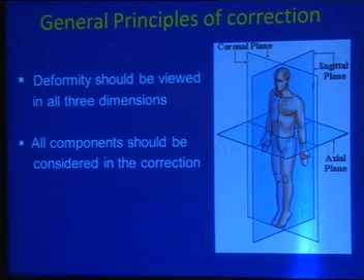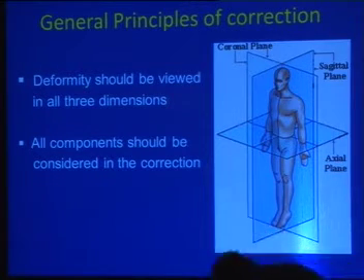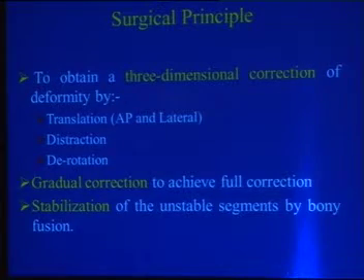The general principles of treatment of correction are the same as Ilizarov. Deformity should be viewed in all 3 dimensions. All components should be considered in the correction. And to obtain a 3-dimensional correction of the deformity by translation in AP and lateral view, distraction, derotation, then gradually correct the deformity to achieve the full correction, and then stabilize the unstable segments by bony fusion and internal fixation.